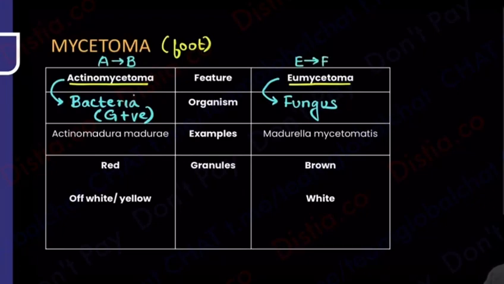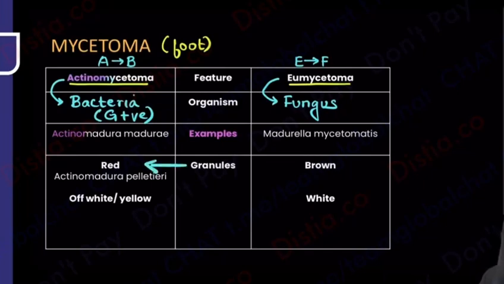Now what organisms? Let's talk about that as well. When we are talking about examples, it's very simple to learn that actinomyces. When we say actino, it should have the word actino in it. So actino, madura, madurae will obviously be an actinomyces type. Other than that, there's a red color granule. Means what?